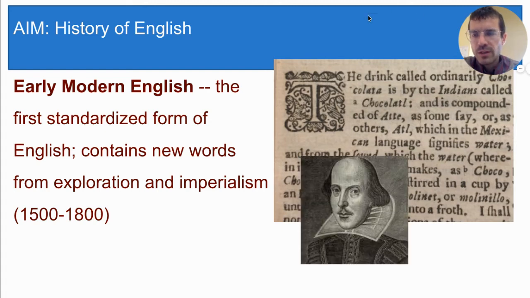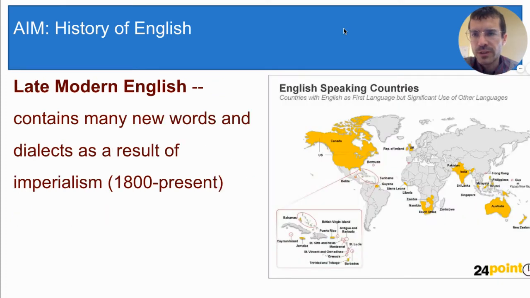Early modern English is also the language that Shakespeare used. It lasted until about 1800. All right, the last form of English is called Late Modern English, and it is what is spoken today.